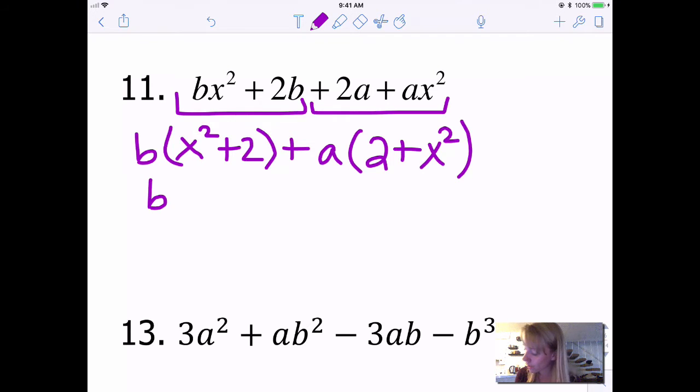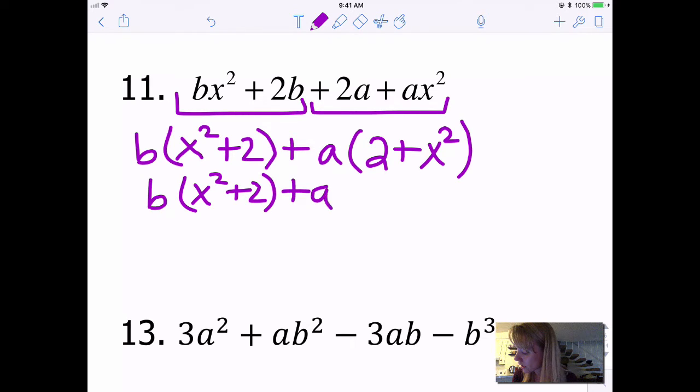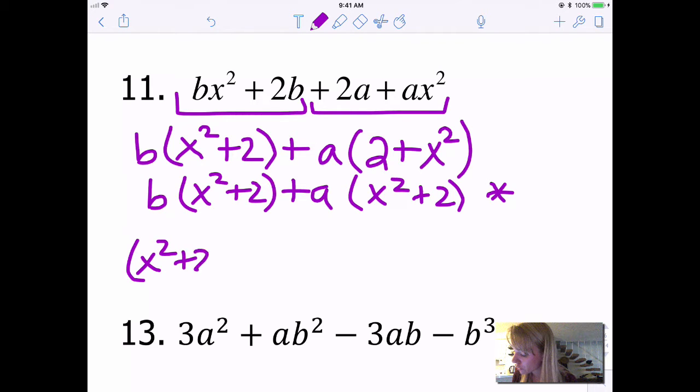Remember that we can add in any order, so I can rewrite this as a times x squared plus 2. And now our blobs are exactly the same. So if you didn't need this step, if you can see that in your head, that's fine. But either way, I take an x squared plus 2 out of both terms. And what's left in the first term is a b. What's left in the second term is an a.